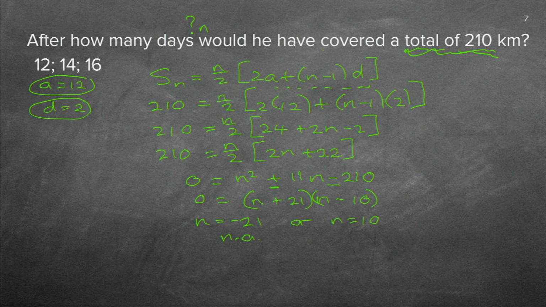Why do I write not applicable there? N stands for the how-manyth term. You can't get a minus amount of terms. So that's not applicable. So what are they asking? After how many days? So after 10 days, so S10 is equal to 210. So you can just write down after 10 days, he would have run a total of 210 because there are pluses in between my terms and I can just use my S formula.